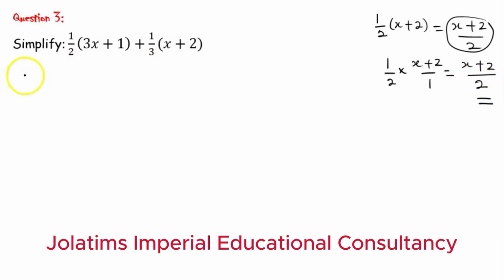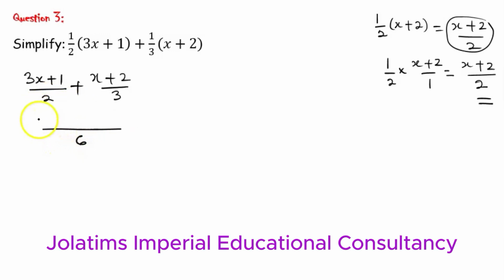That means what we have here is 3x plus 1 divided by 2, plus x plus 2 divided by 3. All right, so what do we do next? We find the LCM. The LCM is going to be 6, of course. When you divide 6 by 2, you have 3. So we have 3 into 3x plus 1, plus 2 into x plus 2.